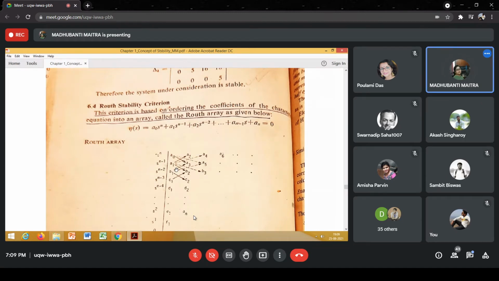Done? Yes, ma'am. Now, if I assume that A7 is equal to 0, then what will be B3? B3 will be A1 into A6, or let's assume that A7 is not 0. There is one term that is A7 in this particular row. Then B3 will be same pattern. Try to follow the pattern. A1 into A6 minus A0 into A7 divided by A1.